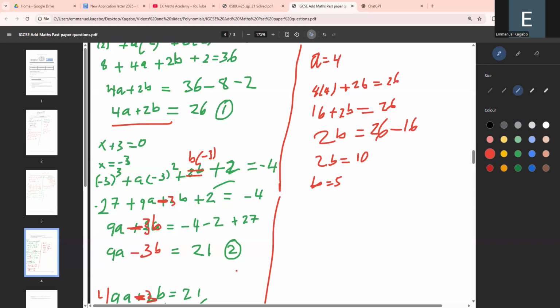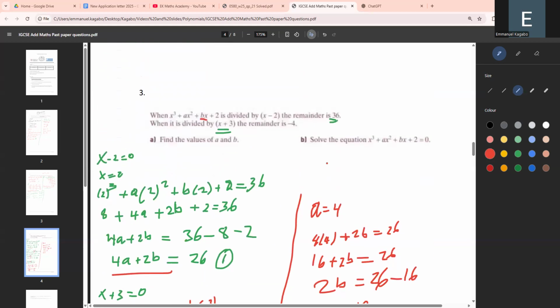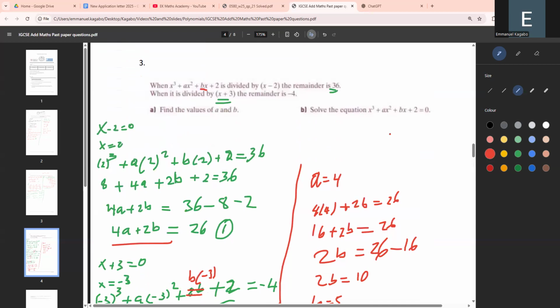Okay. Now, very interesting question here, guys. So that's question A. Question B, we have got the value of A and B. So what is my polynomial this time around? It's going to be x power 3 plus, what was the value of A, guys? Was 4. So it gives me 4x squared plus B. What's our value of B? We got 5. So it's 5x plus 2 equals to 0.